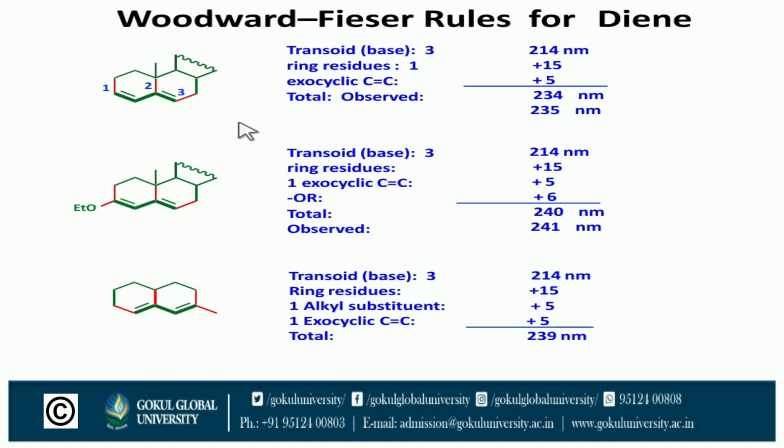In the third example, the transoid system value is 240 nanometer. Three ring residues are present here, so 3 into 5 is equal to 15. One alkyl substituent is present here, so the value is plus 5. One exocyclic double bond is present here, so the value is plus 5. The total value is 239 nanometer.